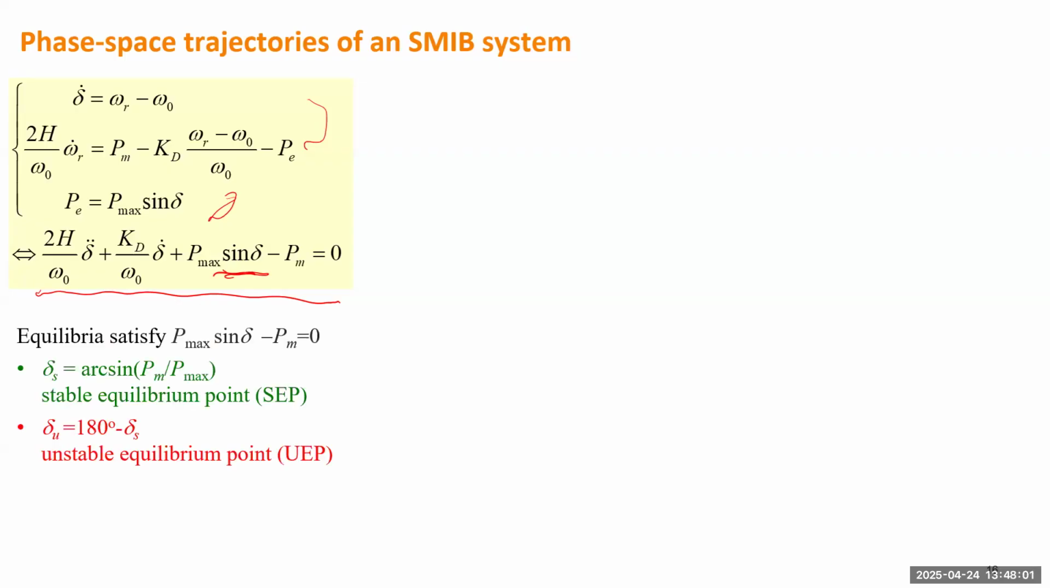To solve for the equilibrium, we simply let those two derivatives be zero. And to solve this algebraic equation, we have two solutions, right? The first solution has the smaller angle, and we call it the stable equilibrium point. The other one is equal to 180 degrees minus this stable equilibrium point angle. That one will be the unstable equilibrium point.